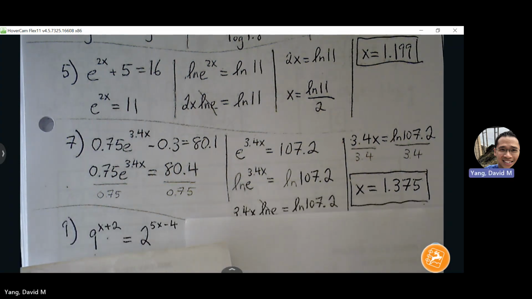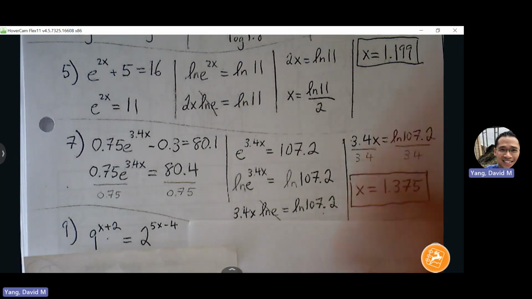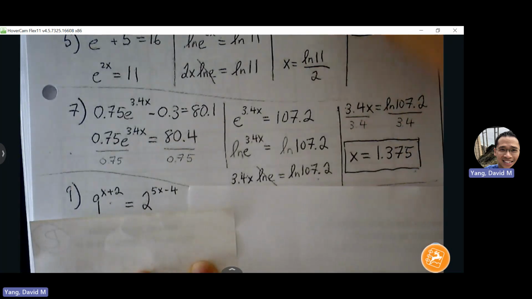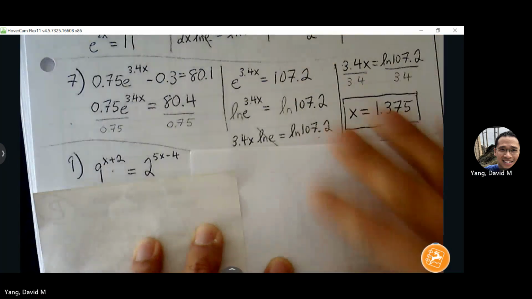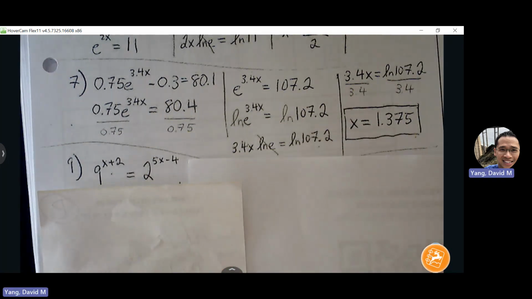Number 9. Same strategy as what we did at the beginning of class. The bases are hard to match, so take the log of both sides. Exponents can come down, distribute the log 9 through. Then algebraically try to get x by itself, factor that out, and divide everything over.